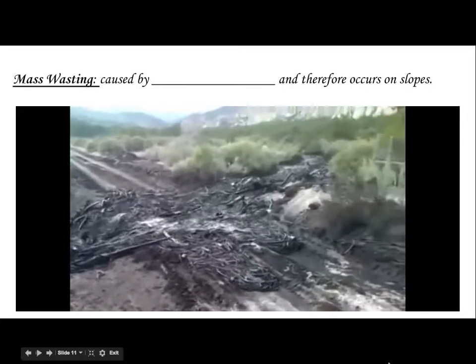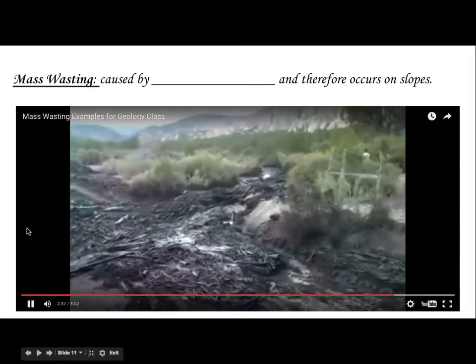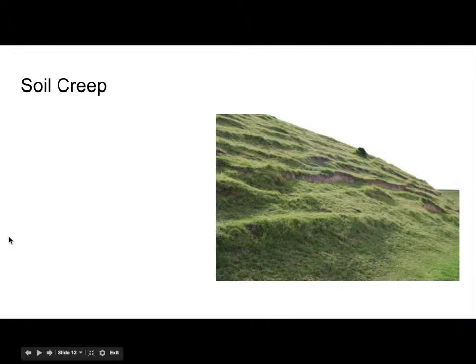Alrighty. So one type of mass wasting is called soil creep. What does the word creep mean? Not a person, but like to creep. To lurk. Right? If you're creeping, are you being obvious? No, you're trying not to be obvious, but the fact that you're creeping, you're a little bit obvious.